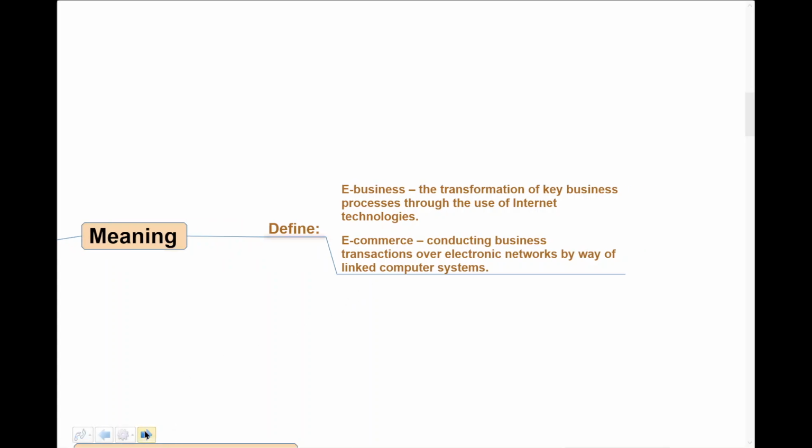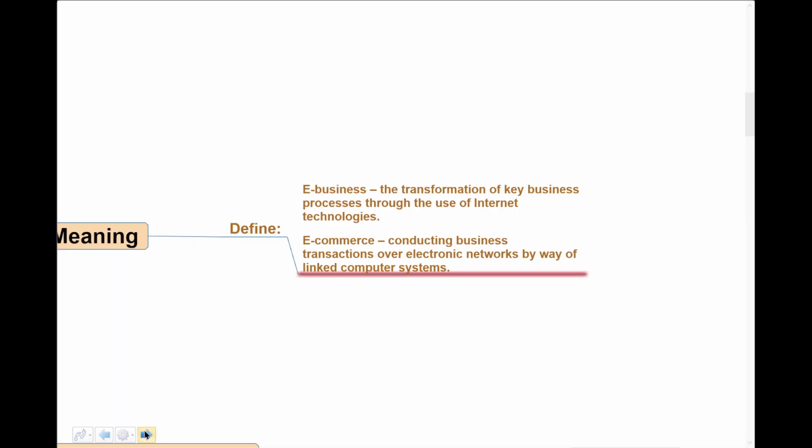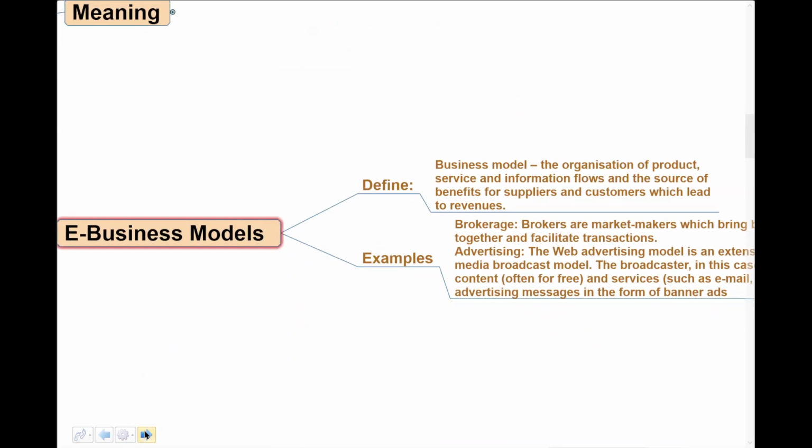Now, in terms of the possible models, there are a variety, and I'm sure that you're familiar with them. When we think about a business model, we're simply talking about the way in which a product is sold or a business is organized to deliver a service, and the information flows between the supplier and the customer, obviously resulting in revenue.